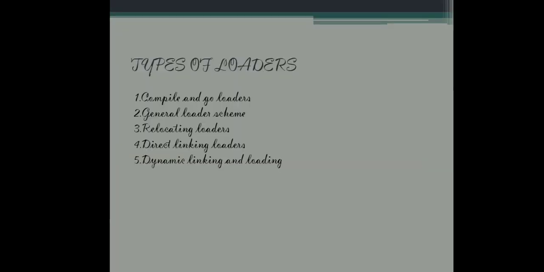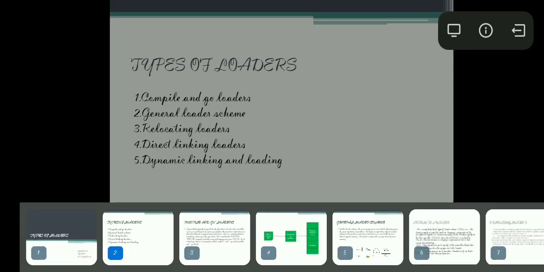Types of loaders. There are 5 types of loaders: compile and go loaders, general loader scheme, relocating loaders, direct linking loaders, and dynamic linking and loading. First, we will see compile and go loaders.